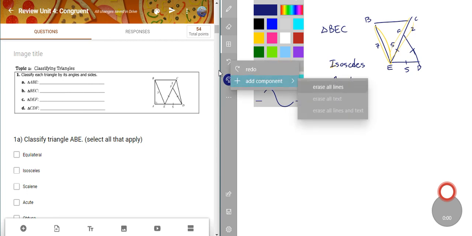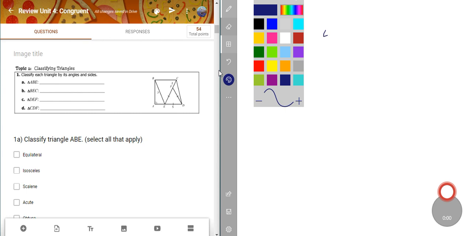Let's take a look at triangle DEF. That's one we just looked at, right? This one obviously has 3 tick marks, so this is going to be an equilateral. It was also an acute. All those angles are less than 90, because we know in an equilateral, all the angles are 60 degrees. That's one of its special traits.